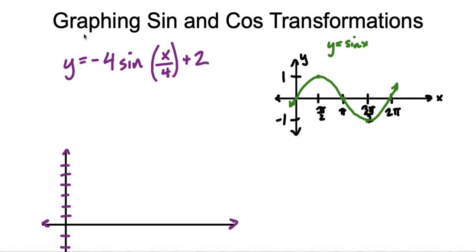Let's look at graphing some transformations of sine and cosine functions. If you notice, I have my graph of y equals sine x over on the right, and I'm going to use that as a reference as I build my transformation here of -4 sine of x divided by 4 plus 2. So before we go graph it, let's break down everything that's happening here.